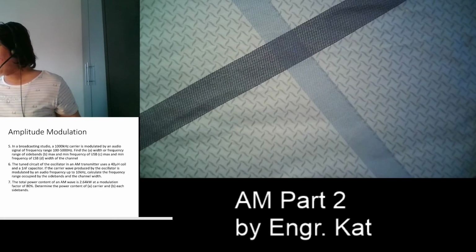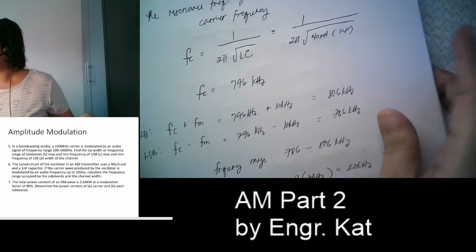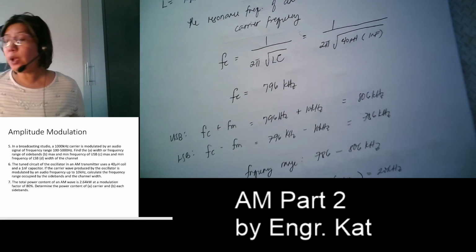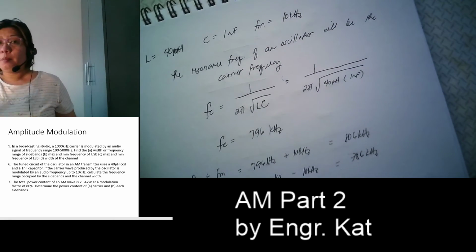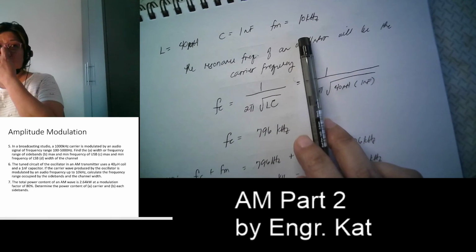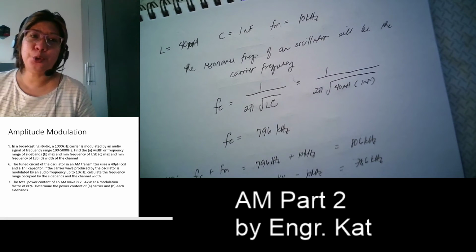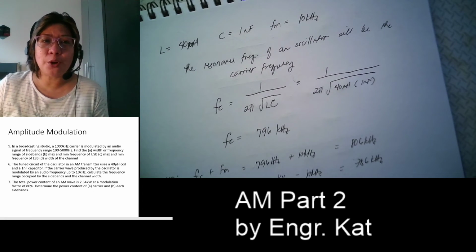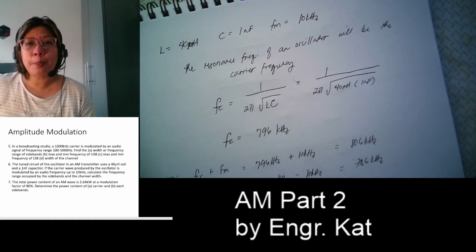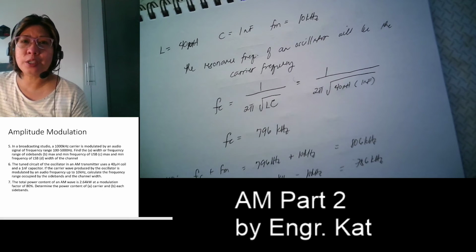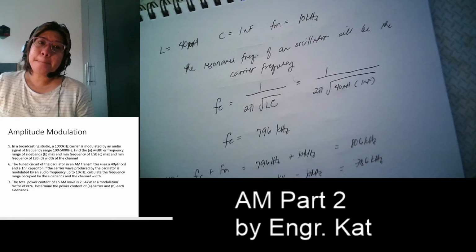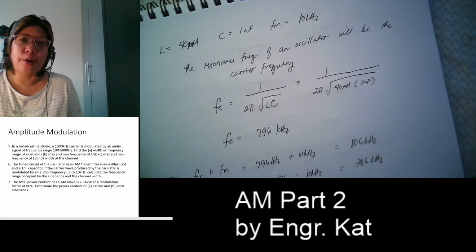Okay. So in this case, we are given the modulating frequency, which is equivalent to 10 kilohertz. Okay? So we don't have the carrier. The carrier will still be produced by your oscillator. And since this is an LC oscillator, the resonance frequency of your oscillator will be the carrier frequency. So we are still to solve for the carrier frequency.